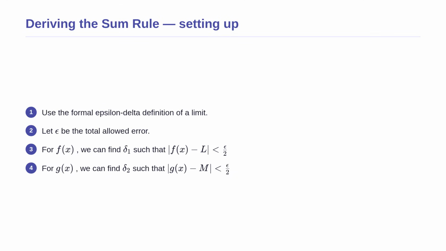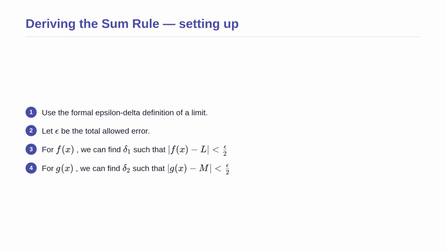So we have used the sum rule successfully. This brings us to an important question. How do we know it is actually true? In mathematics, we cannot just state that a rule works. We must prove it beyond any doubt using the formal epsilon delta definition. Epsilon represents our allowed error or tolerance in the final output. Because we know the individual limits exist, we can control their errors independently.